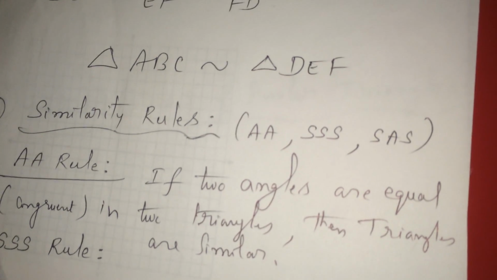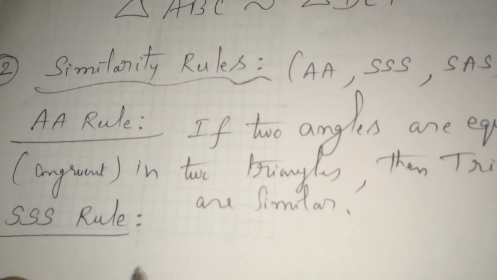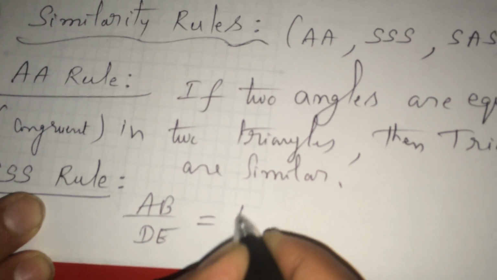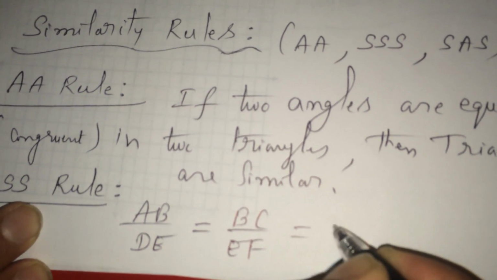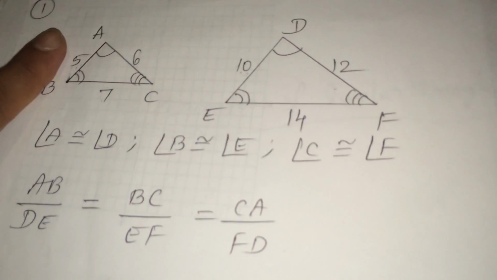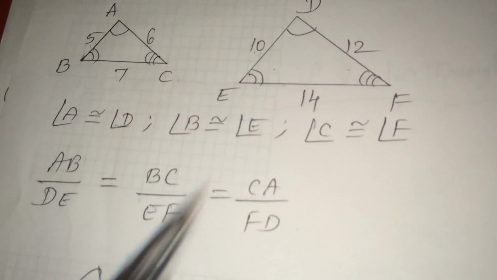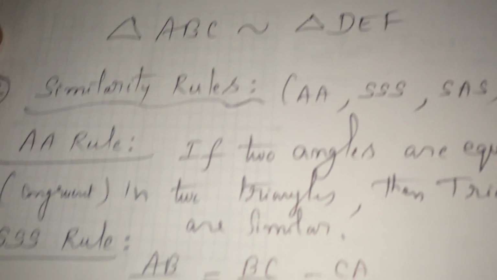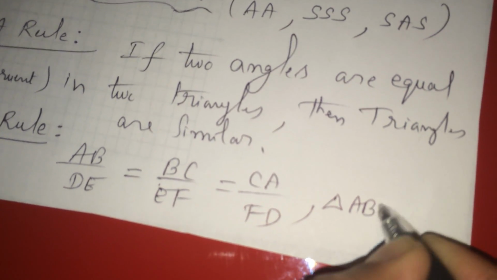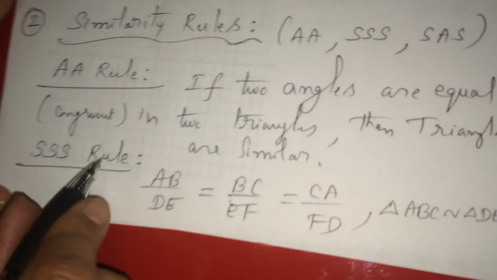Next rule is the triple S rule. Whenever these three sides are proportional, then also the two triangles are similar. For example, I wrote here: AB over DE is equal to BC over EF is equal to CA over FD. That means AB and DE are the corresponding sides, and the ratio between them is exactly equal to BC over EF and AC over DF. If these ratios are equal, then the sides are proportional, and automatically triangle ABC is similar to triangle DEF. This is called the triple S rule of similarity.